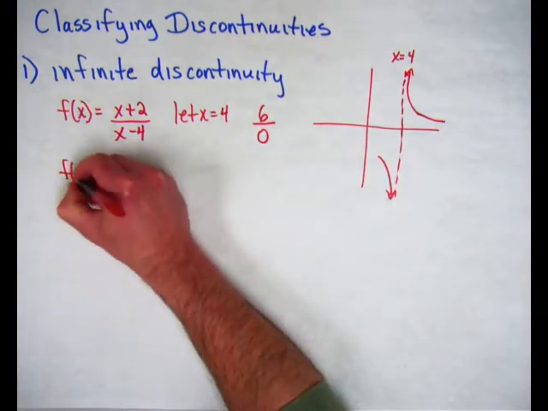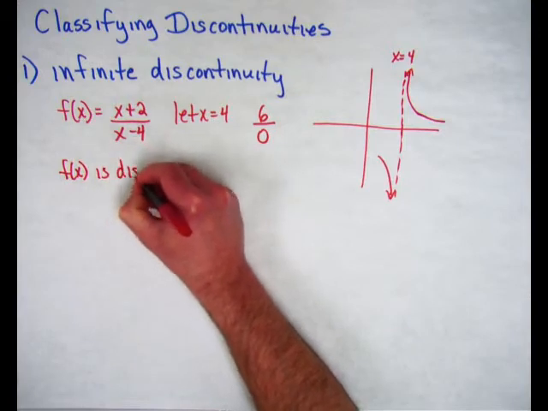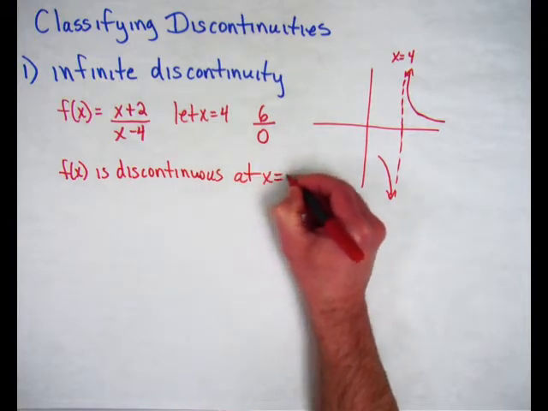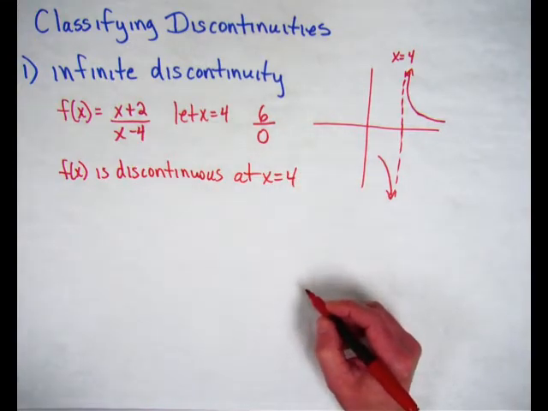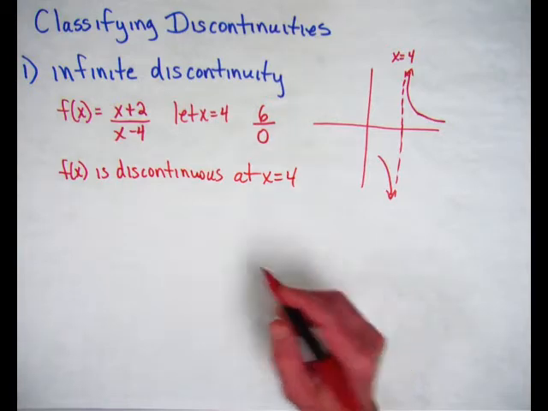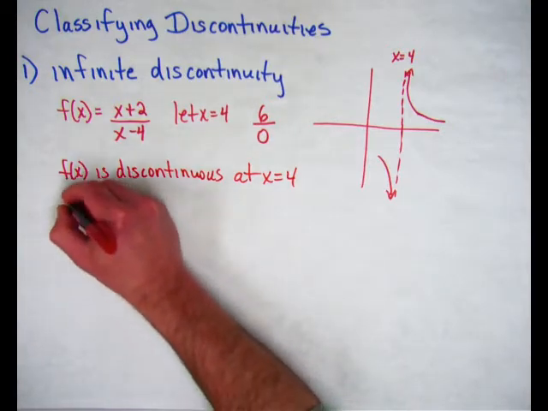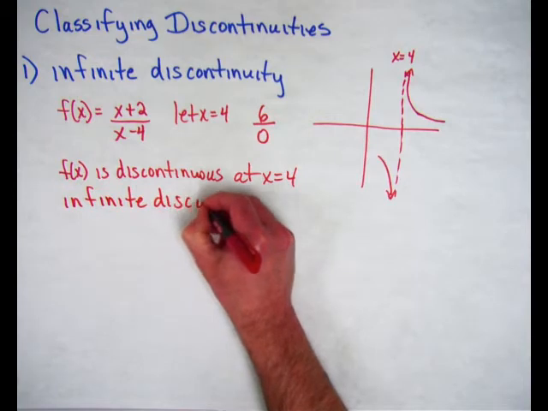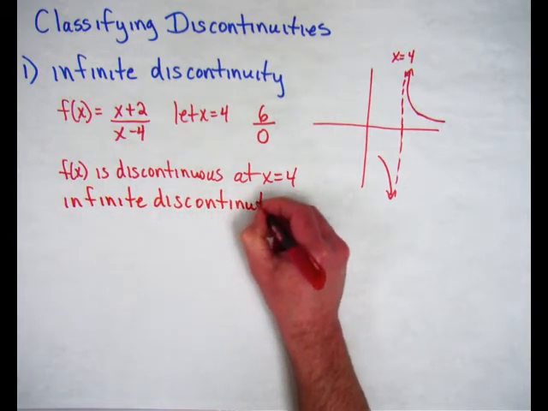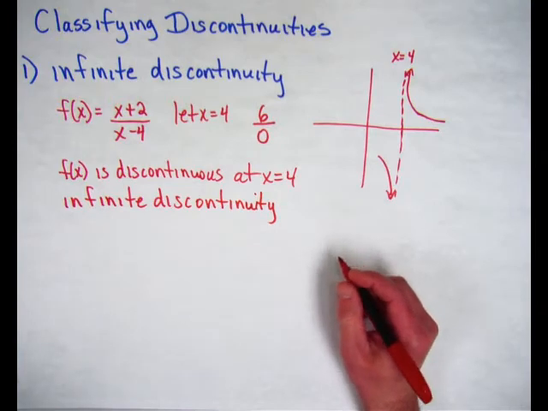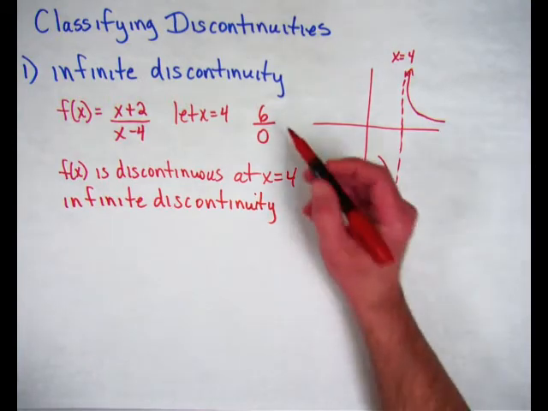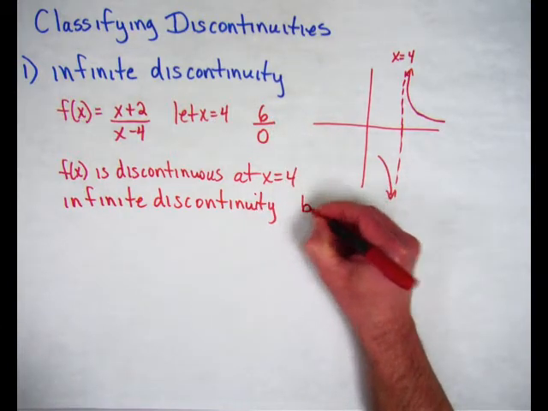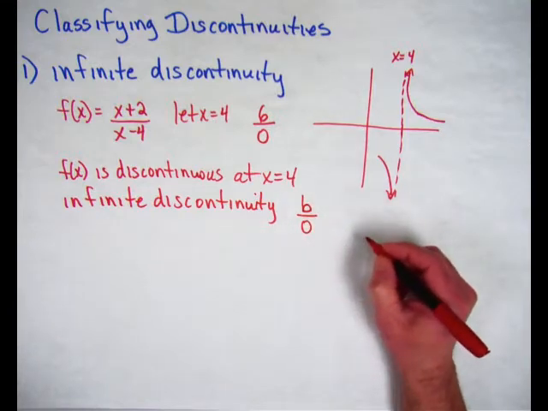So we would say that f of x is discontinuous at x equals 4, and the type of discontinuity is called an infinite discontinuity. You always know you have an infinite discontinuity if you have 0 in the denominator and a number on top. So infinite discontinuities always happen when you have something like b over 0.